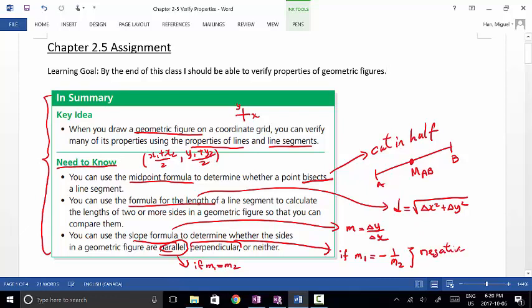So if the slopes are negative reciprocals of each other, we know that the lines are going to be perpendicular. And if they're not the same or negative reciprocal, then the lines are neither parallel nor perpendicular.